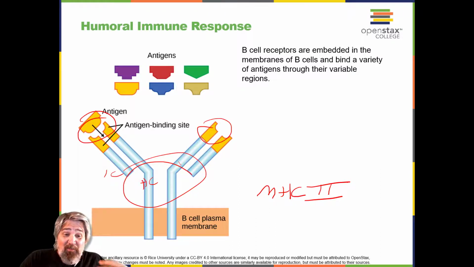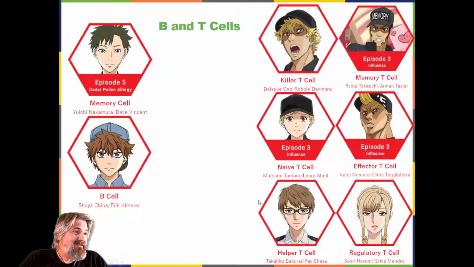So the B cell presents this antigen, and so now it's sensitized. But then it needs to encounter a helper T cell. See, that was this dude down here.